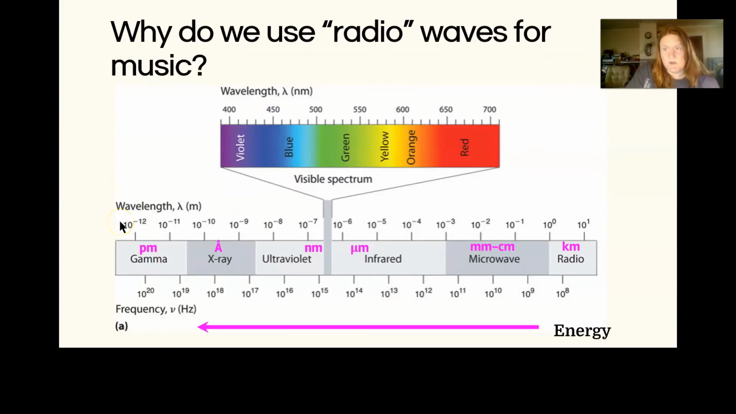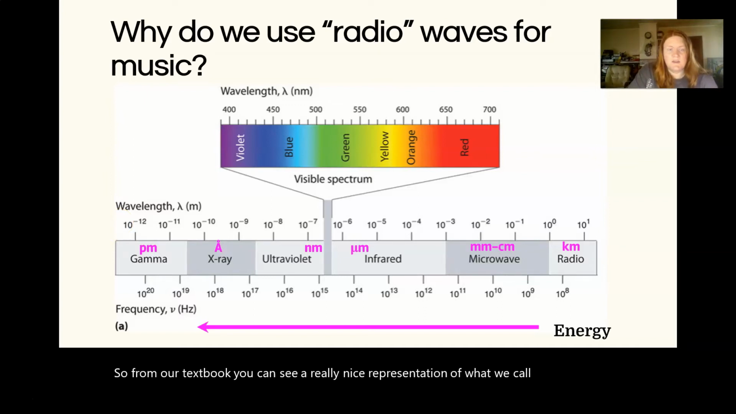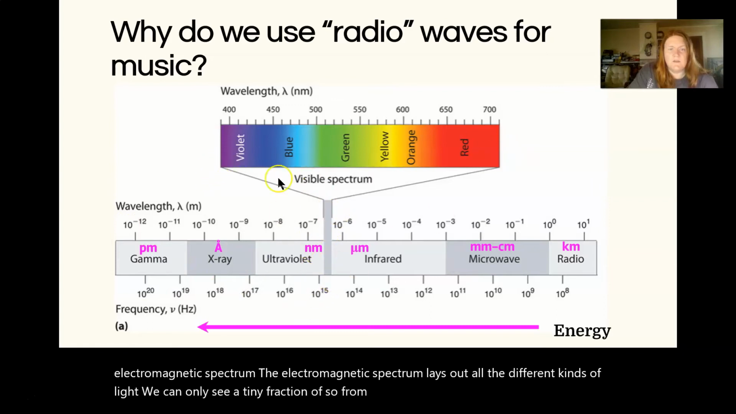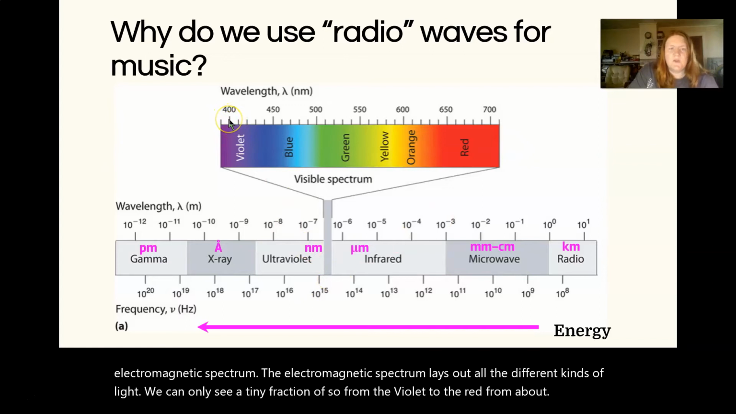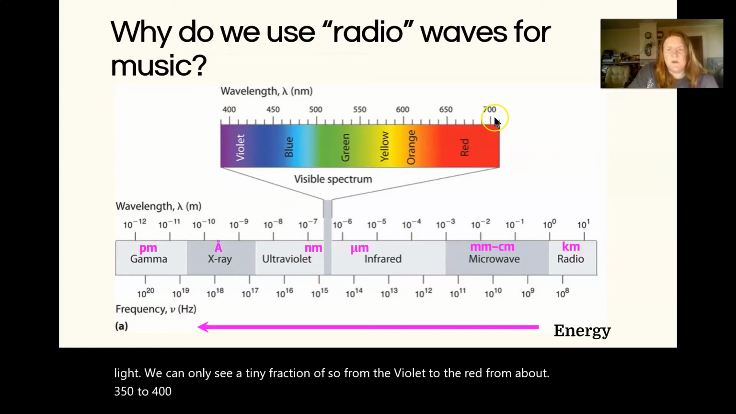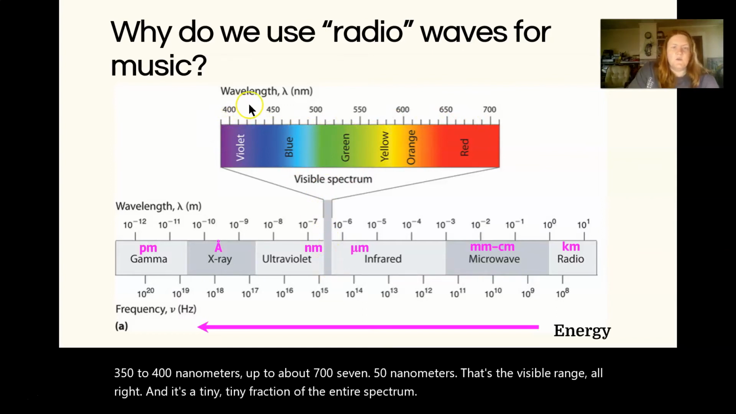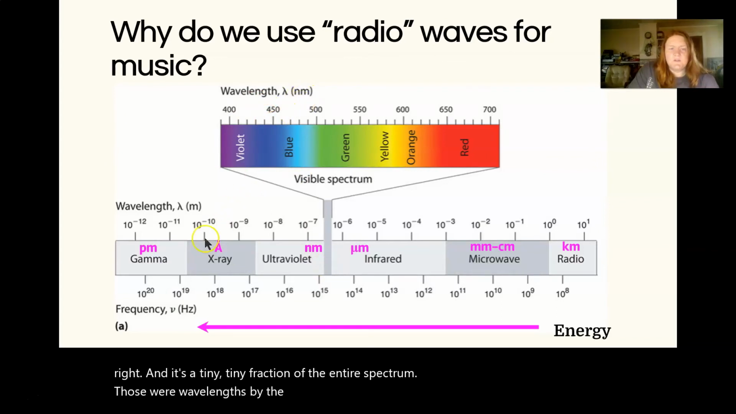So from our textbook, you can see a really nice representation of what we call the electromagnetic spectrum. The electromagnetic spectrum lays out all the different kinds of light. We can only see a tiny fraction of that. So from the violet to the red, from about 350 to 400 nanometers up to about 700, 750 nanometers. That's the visible range, all right? And it's a tiny, tiny fraction of the entire spectrum. Those were wavelengths, by the way, because nanometers, okay?